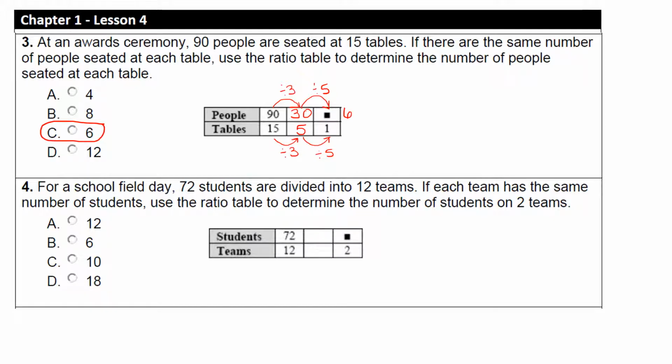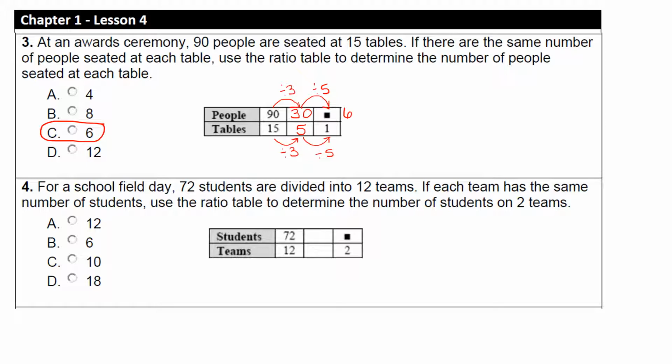For a school field day, 72 students are divided into 12 teams. If each team has the same number of students, use the ratio table to determine the number of students on 2 teams. All right, so here we have 72 and 12. Now, when I look here, I immediately think of the number 6. Now, you may think of just dividing by 2.